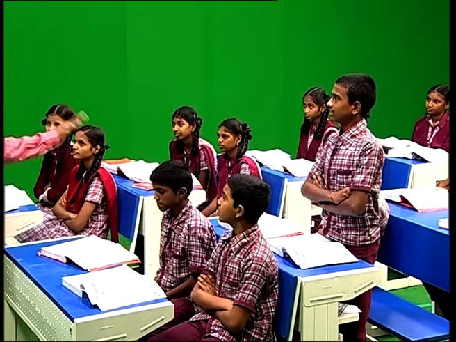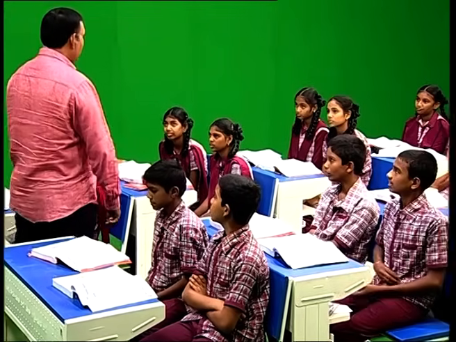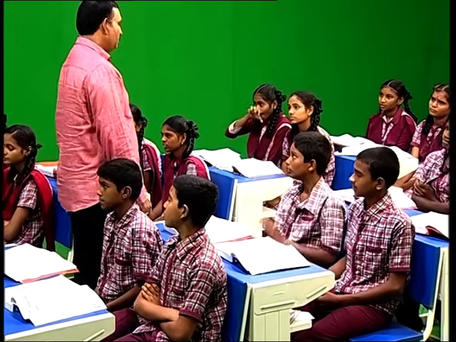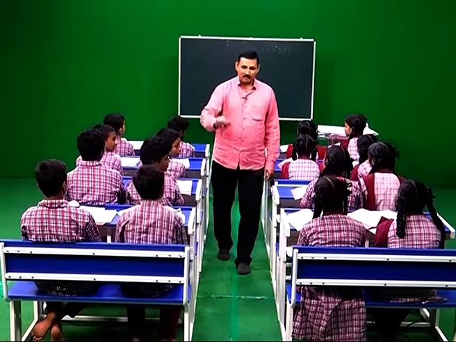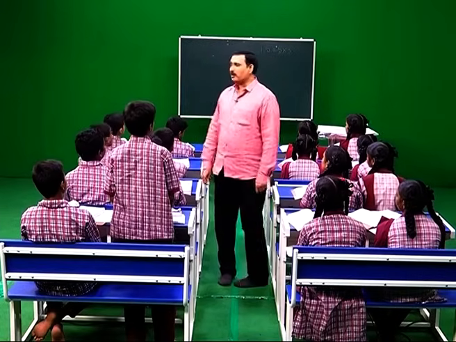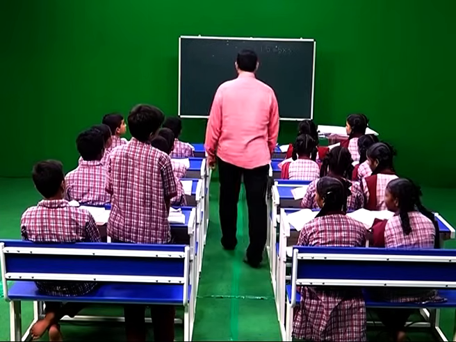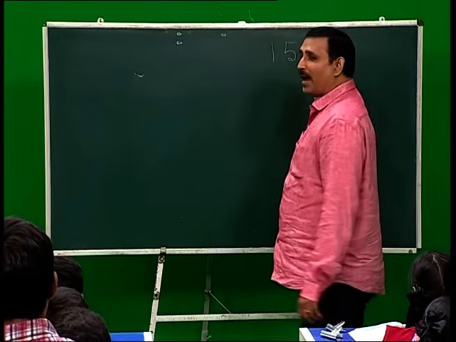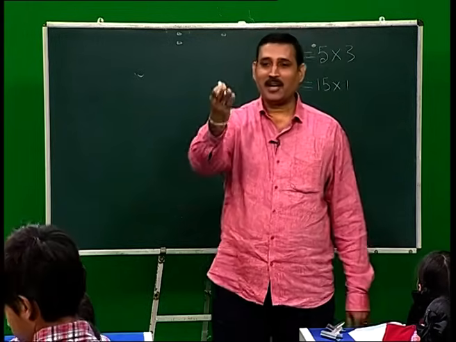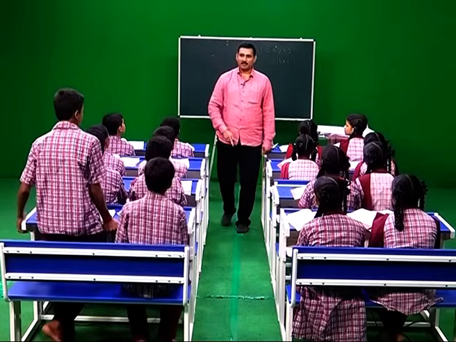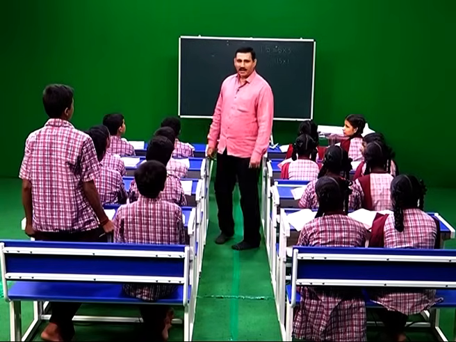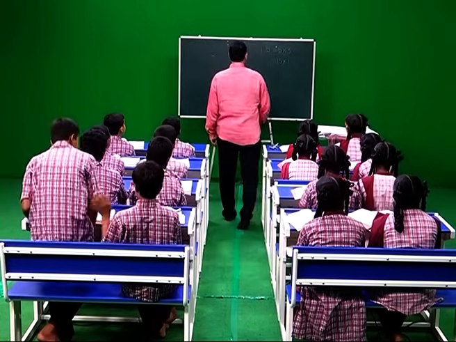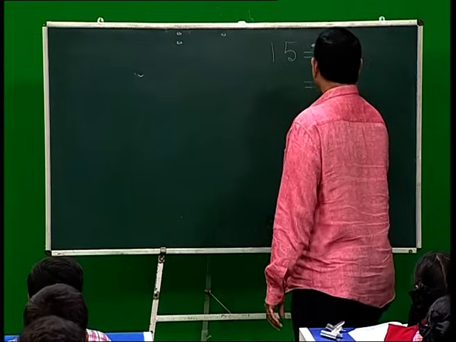Any other pair do we get? Think of it. 15 table, 15 ones. Very good. 15 into 1. 15 times 1 is also 15. And further, 3 fives. 3 fives are 15. Likewise we can write 3 times 5.